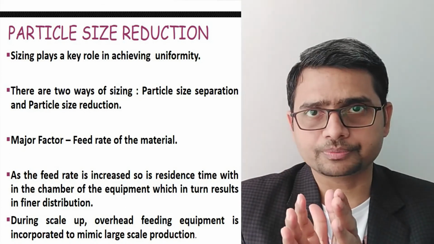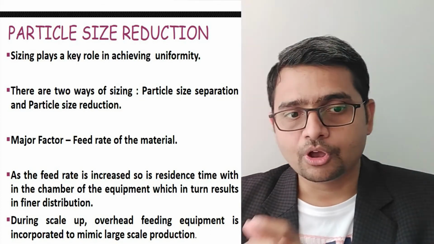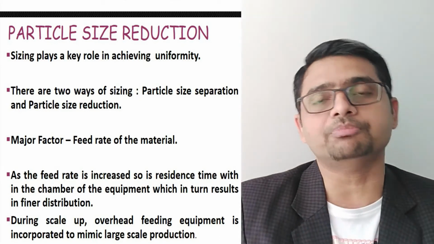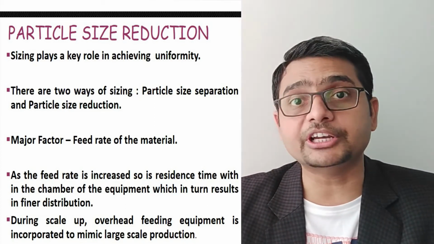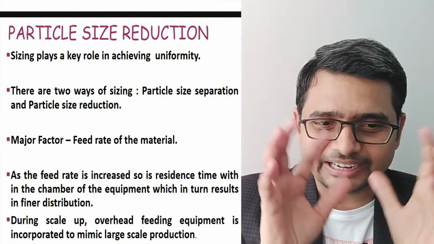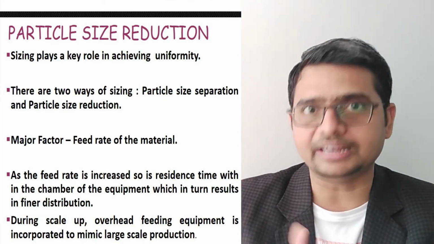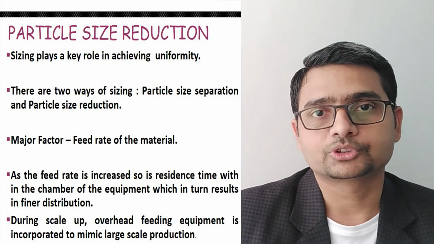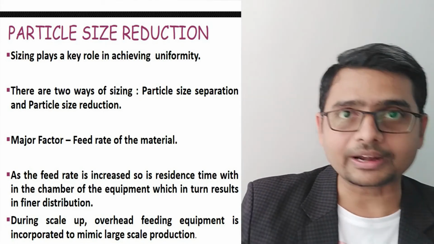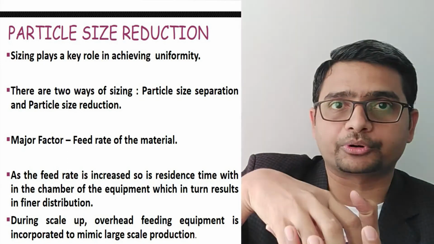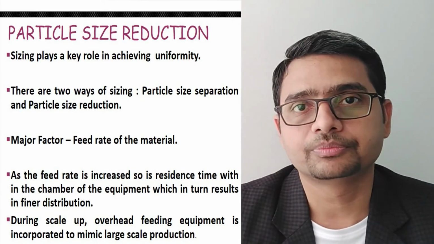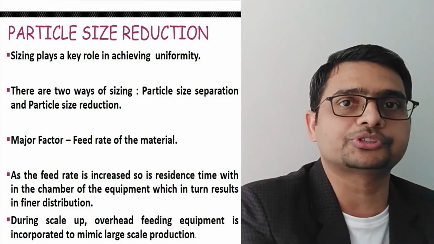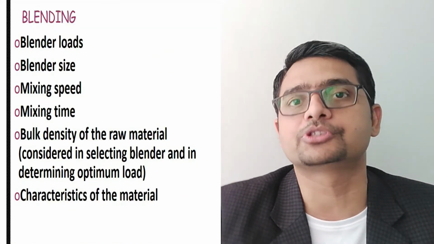Suppose as the feed rate is increased, obviously the residence time within the chamber of the equipment changes, which in turn results in the final distribution. So this kind of modification during scale up we need to think about, and ultimately it gives its own importance. Last point, during scale up, overhead filling equipment is incorporated to mimic large scale production. That means we have to provide such a facility which will lead to the same procedure for our final batch reproducibility.